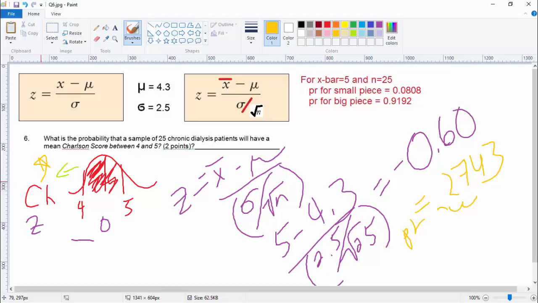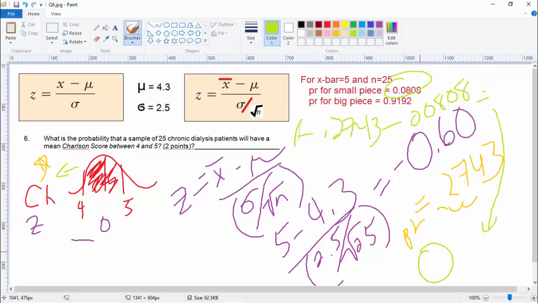So now what are we going to do to get this middle part? We're going to do 1 minus 0.2743, what we just got, minus this one, 0.0808. And if you do that, you'll get the probability of the middle, and that's, I better write it down here, I'm running out of room, 0.6449. So there you go. You made it through question 6.